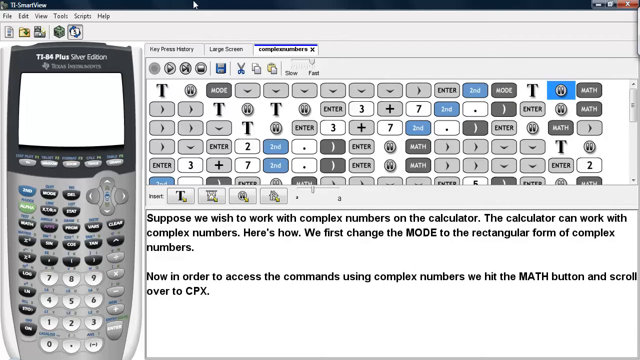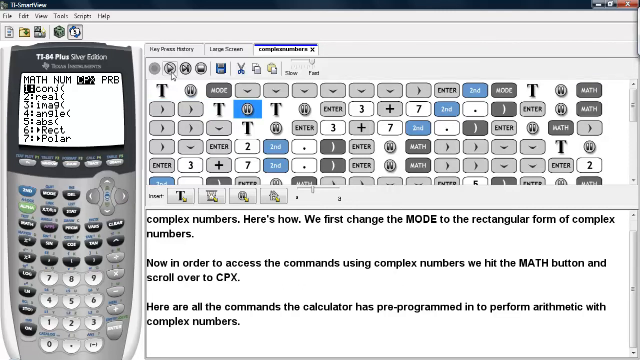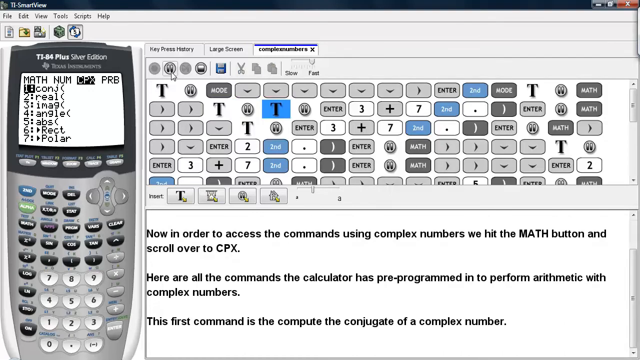Now, in order to access the commands using complex numbers, we hit the Math button and scroll over to CPX. Here are all the commands the calculator has pre-programmed in to perform arithmetic with complex numbers. The first command is to compute the conjugate of a complex number. So let's go ahead and use this as an example to show how it's done. Hit Enter, then type in a complex number, and I'll type in 3 plus 7i. You can get i by hitting second and decimal. So here we see the conjugate of 3 plus 7i is 3 minus 7i.